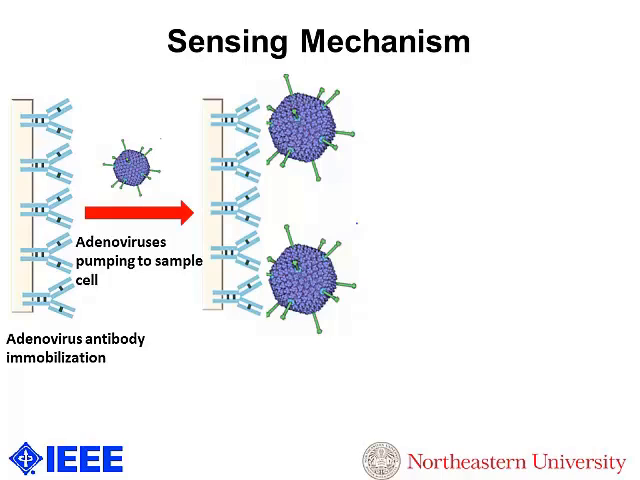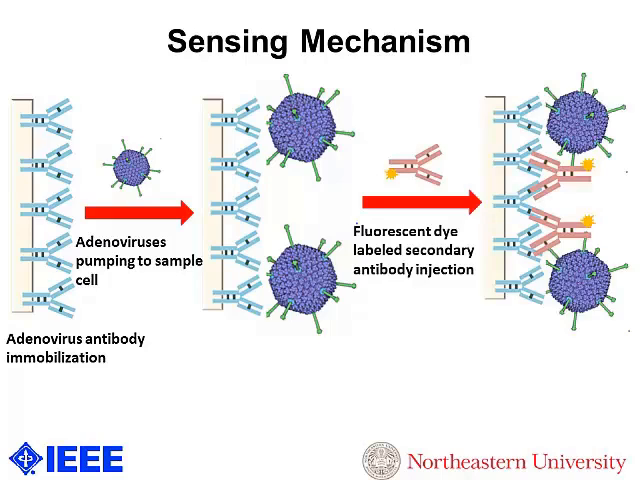Here we allow a little time for the adenoviruses to all come to the sensor surface and bind to the antibodies. After that, we inject our fluorescent labeled secondary antibody. They are specific for the hexon antibody, and by using this fluorescent dye, we can detect the fluorescent signal. This fluorescent signal depends on the initial adenovirus concentration.